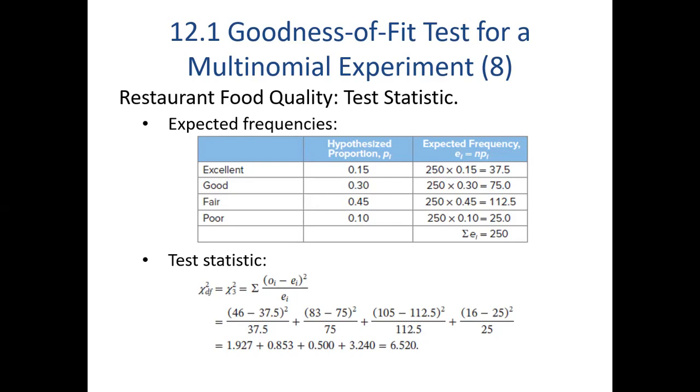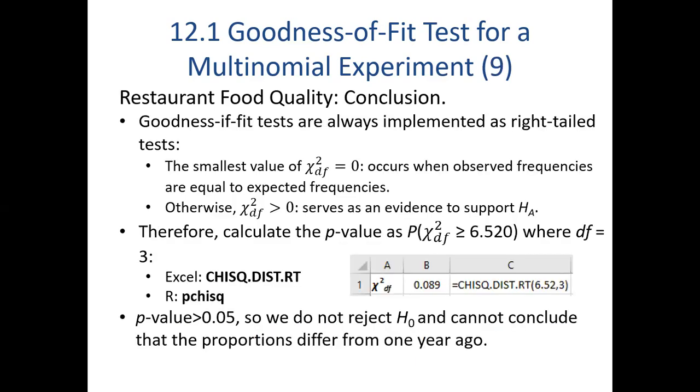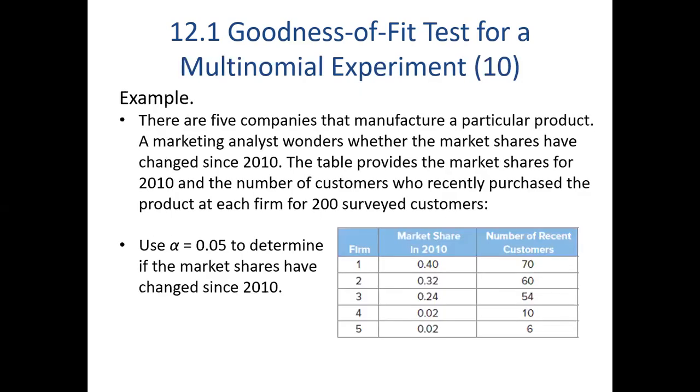And the p-value here is 0.088, which is greater than 0.05. When the p-value is greater than the alpha level of significance, which we assume to be 0.05, we do not reject the H0, okay? So p-value is greater than 0.05, so we do not reject H0 in the last bullet and cannot conclude that the proportions differ from 1 year ago.